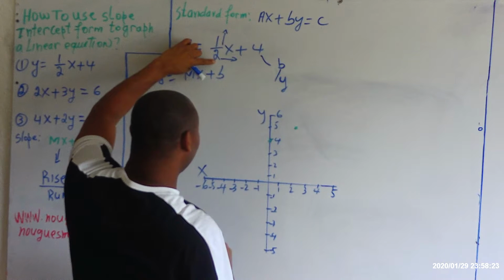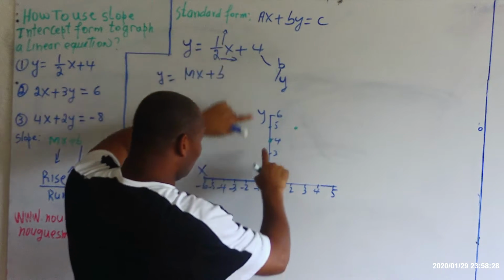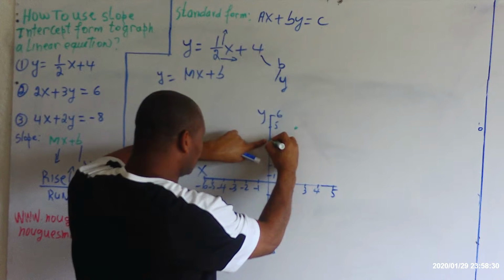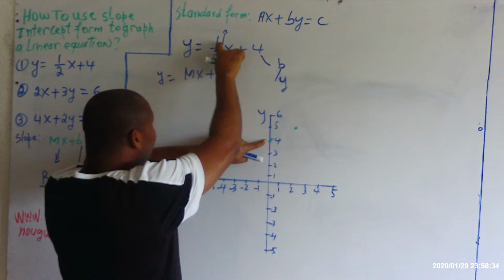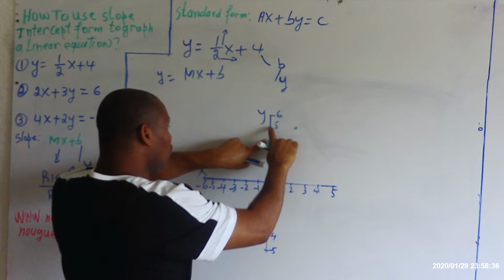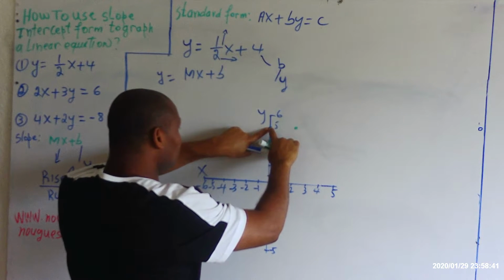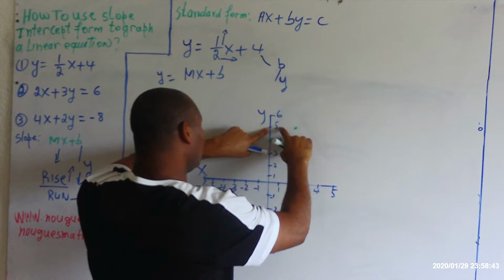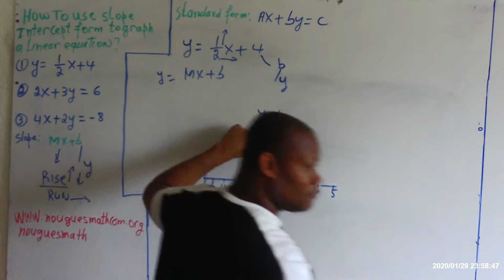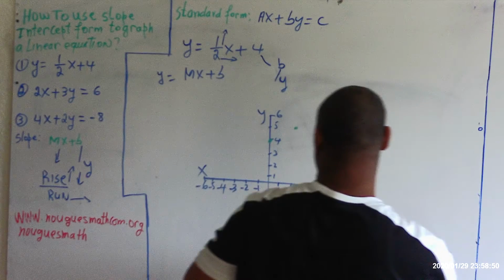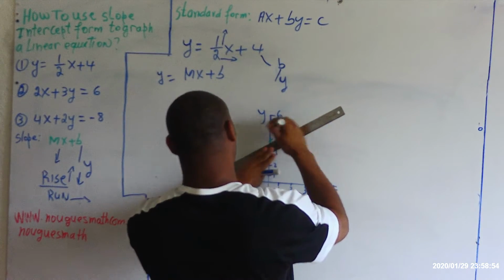Let me replay it. Let me do it again for you. You place 4 first, right here. Then you count 1 unit up, right here, and 2 units to the right. You count 1, 2. You see, 2. So now I'm done, I can graph. That's not difficult.